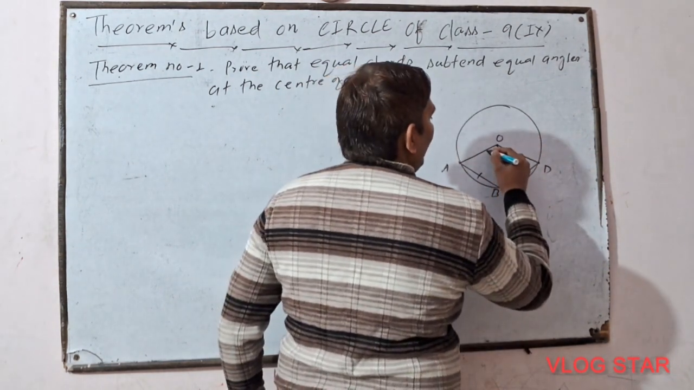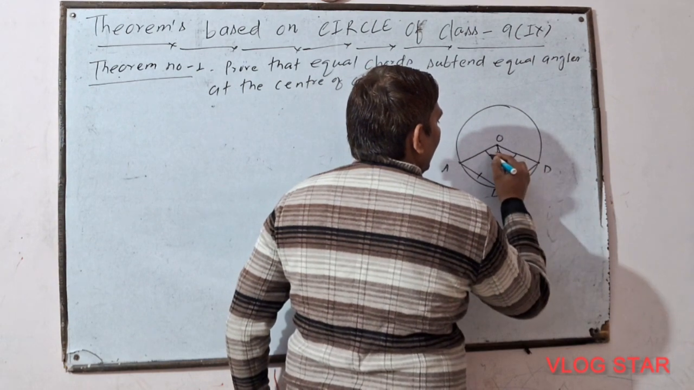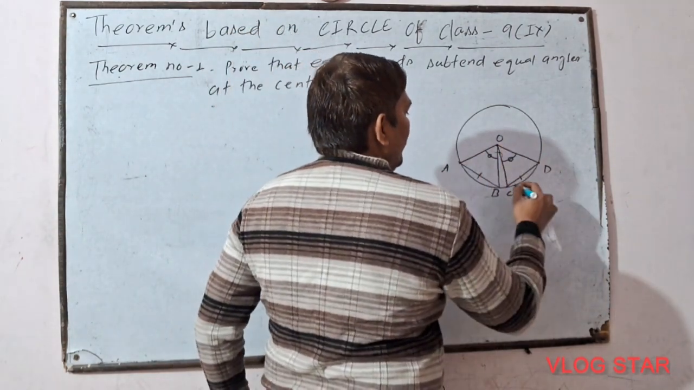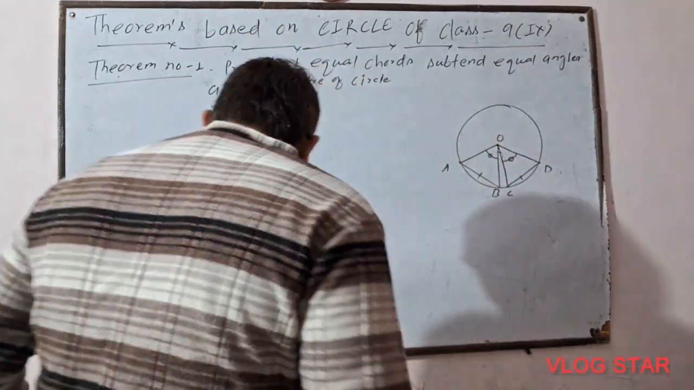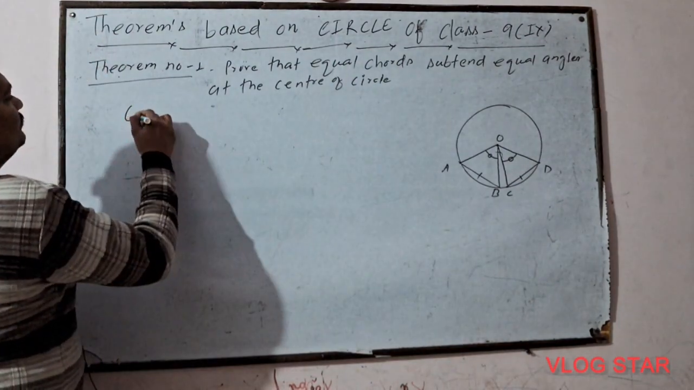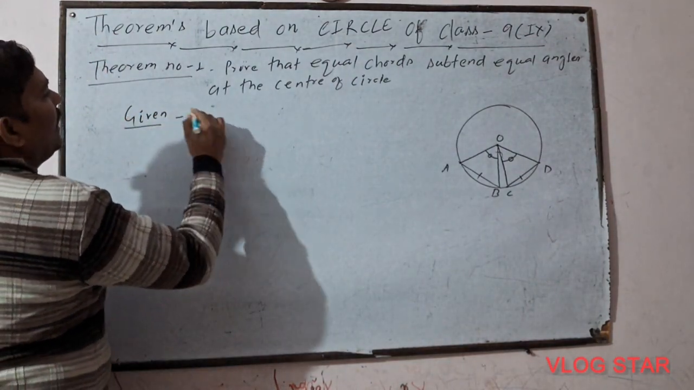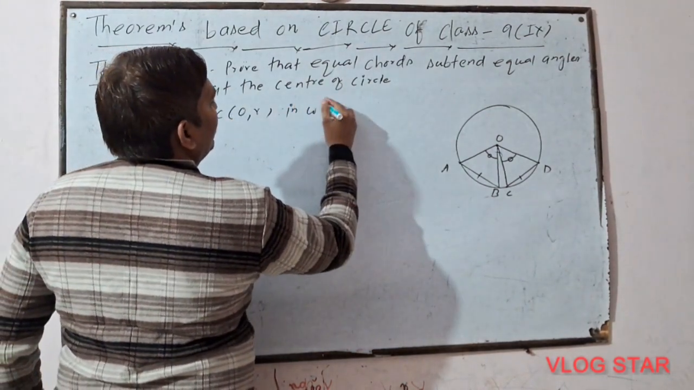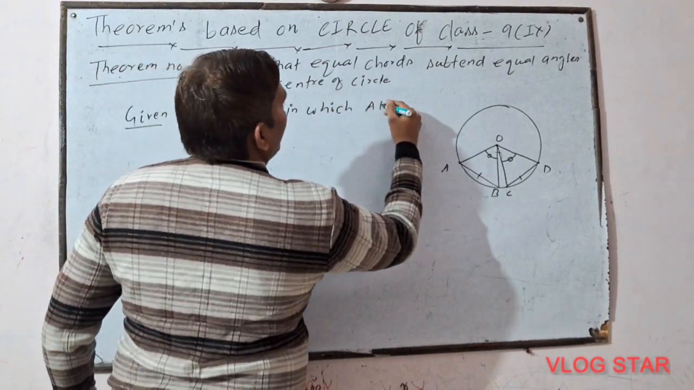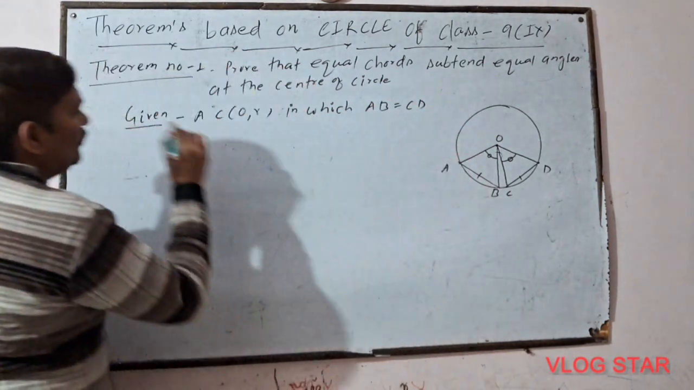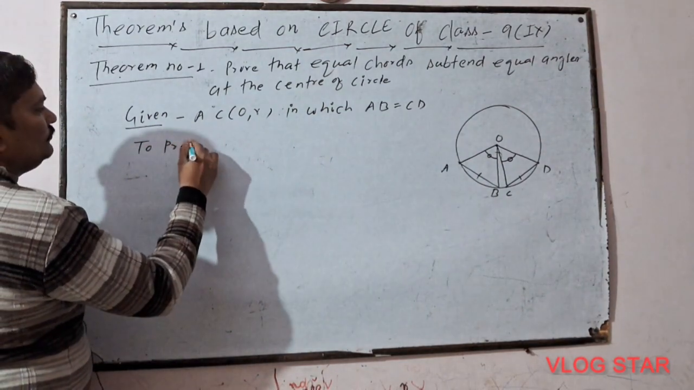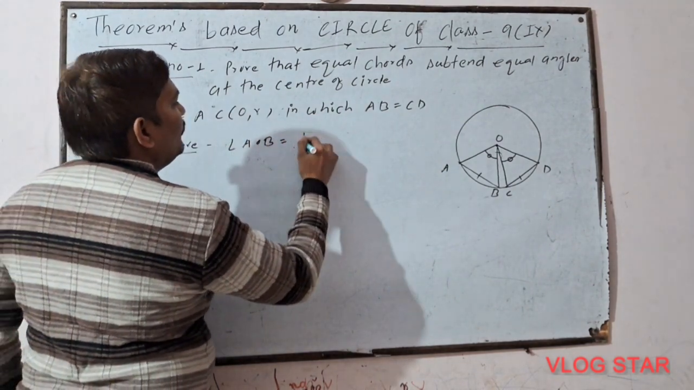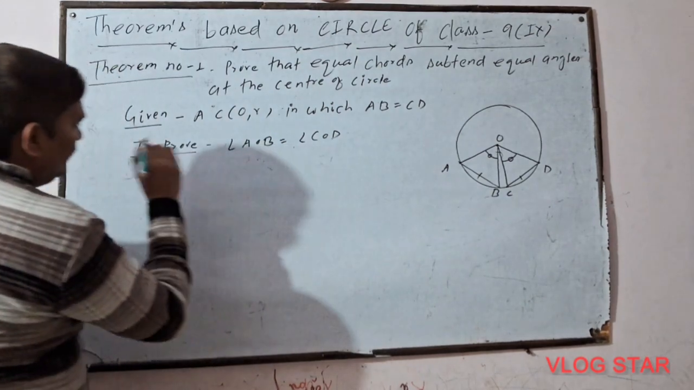Okay. Now we have to prove that this angle equals this angle. I have marked the circle on it. That is, angle AOB equals angle COD. First of all, we write the given. Given: a circle having center O, radius R, in which AB equals CD. To prove: angle AOB equals angle COD.